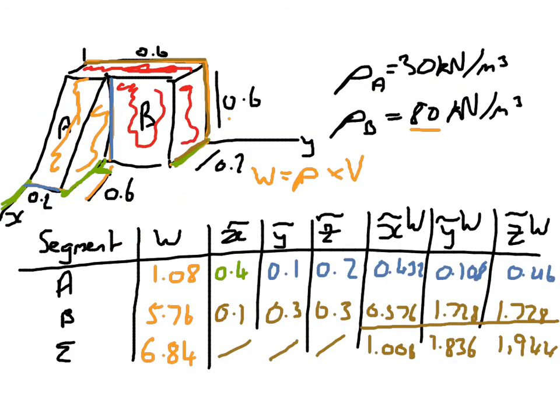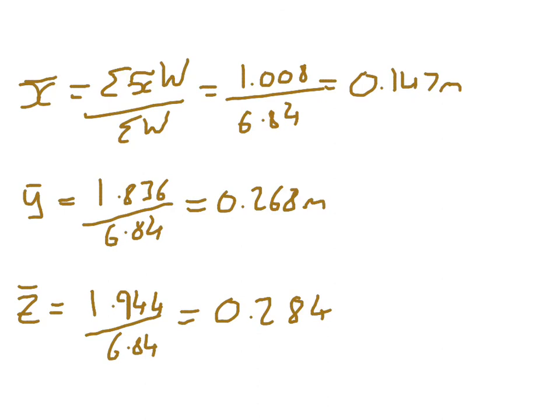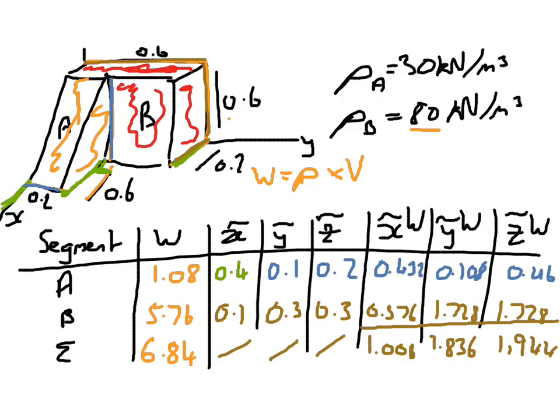0.268 metres in the Y direction. Well, in the Y direction, it's going to be almost in the middle here, but not quite, slightly closer to the A end of the shape. Well, that makes sense because most of the weight's at the A end of the shape. And in the Z direction, 0.284 metres up, so it's going to be that sort of height. Well, that kind of makes sense because the A is fattest at the bottom, and that's the bit that's going to add weight to our B, so yeah, that kind of makes sense too.